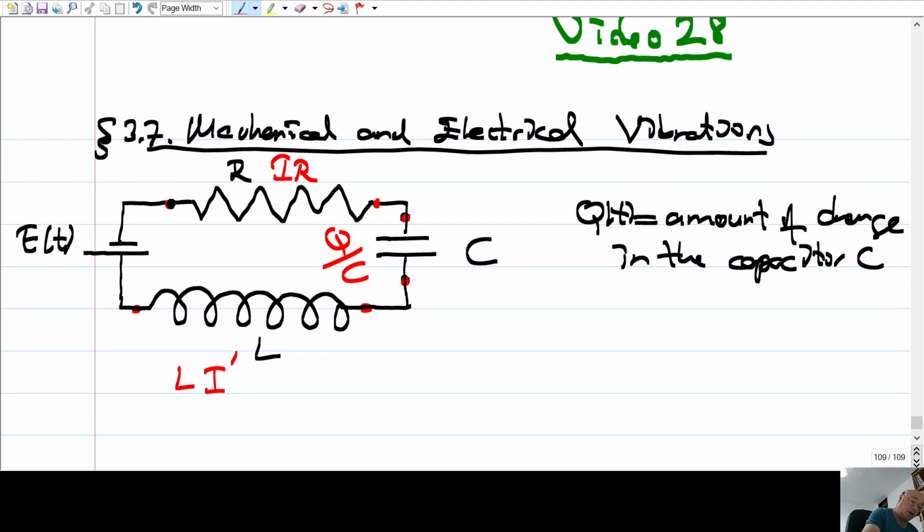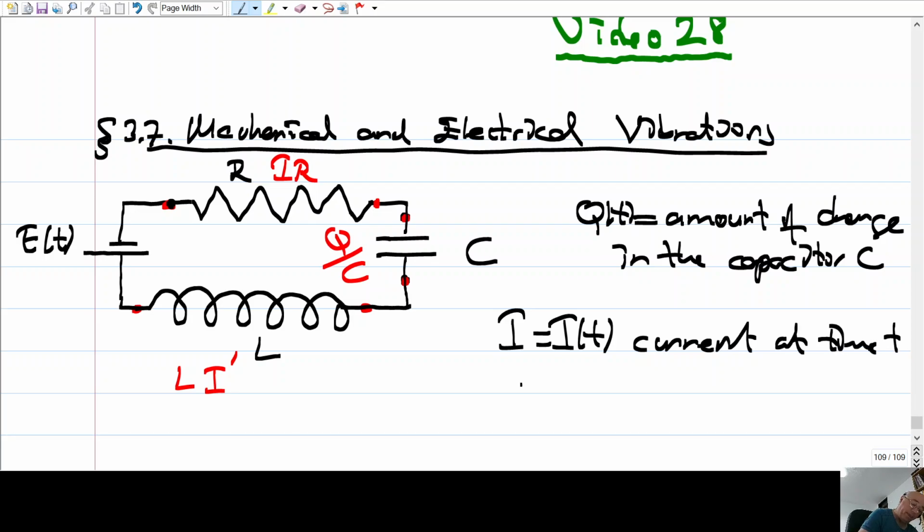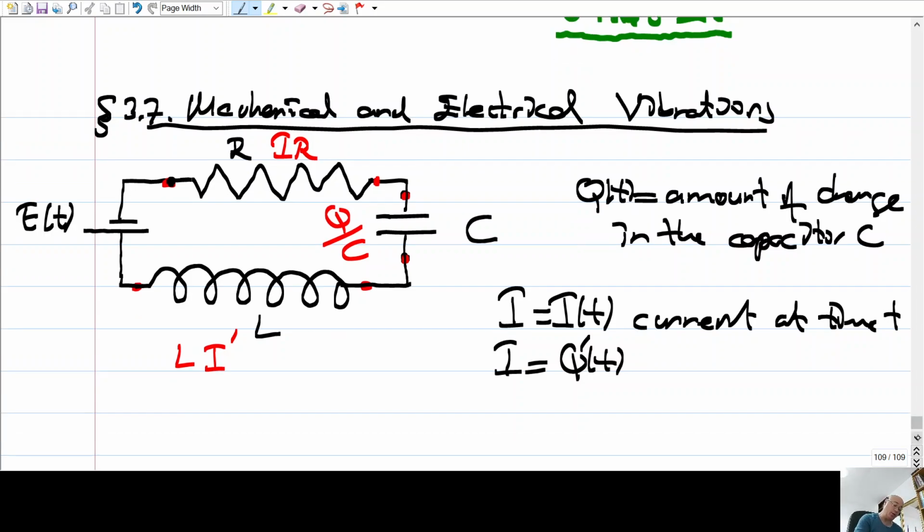Here I is just the, sorry, the current, I(t). The current is the same at all points, right? Current at time t, and we know that current is nothing but the time derivative of the charge. Okay, so it is Q prime.